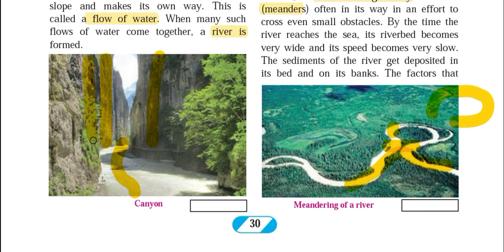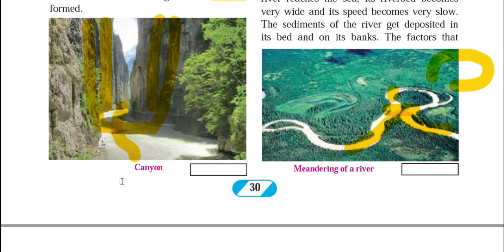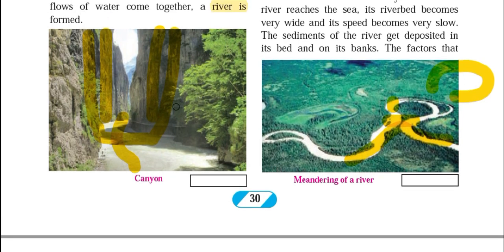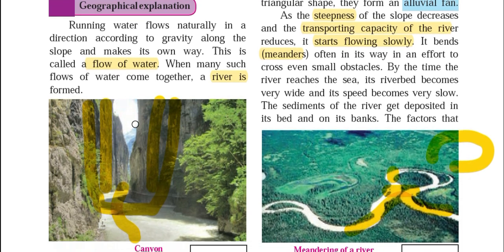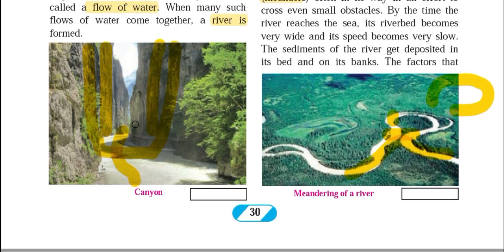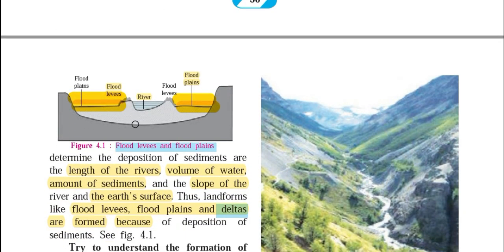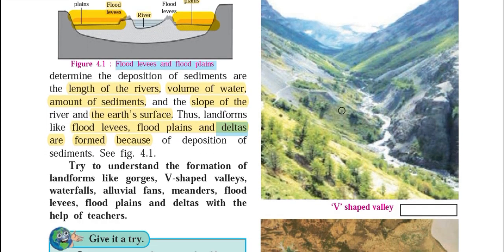It is somewhat U-shaped, as you can observe here. You might have heard about the Narmada Great Canyon or the Great Colorado Canyon of the USA. They are the best examples of canyons, also known as gorges. Remember this. Then we have the v-shaped valleys. How do these v-shaped valleys form? Here you can observe this is an erosional work.